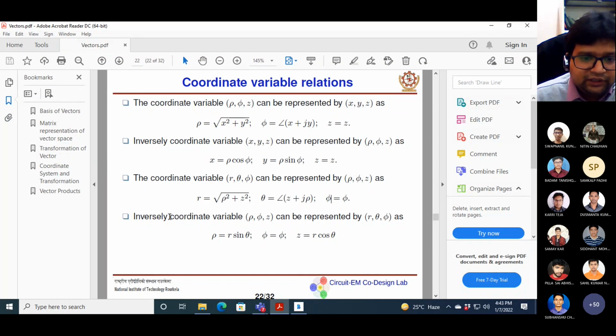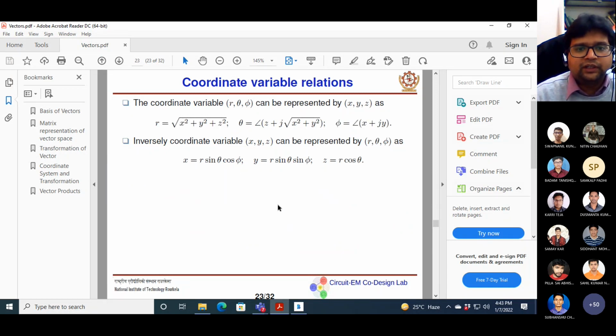Okay, so inversely, the coordinate variables rho, phi and z can be represented by r, theta, phi, as rho is equal to r sin theta, phi is equal to phi, and z is equal to r cos theta. Okay. So in this way, we can change one coordinate variable to another one.